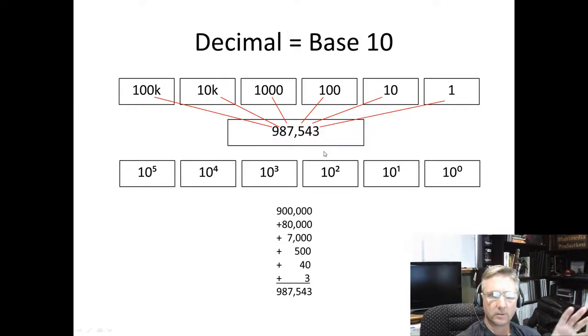And so here you can see, very laboriously, we've taken a number that you're very familiar with, 987,543, and broken it down into its actual values by column. In the first column over here, 9 times 10 to the 5 is 900,000. 8 times 10 to the 4 is 80,000. 7 times 10 to the third power is 7,000, and so forth. Then you add all those columns up, and that gives you your total value.